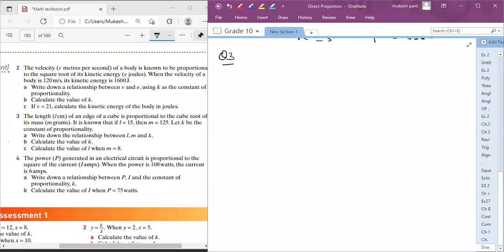So question number 3 here. Question number 3 we have length L of an edge of a cube, length L, right? L is proportional to the cube root of its mass. Okay? Proportional to the cube root of its mass. Cube root. You can write this way, okay? You can write this way.